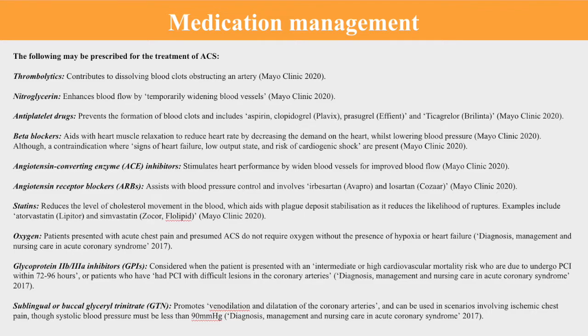Glycoprotein inhibitors. Consider when the patient presents with an intermediate or high cardiovascular mortality risk or is due to undergo PCI within 72 to 96 hours, or patients who have had PCI with difficult lesions in the coronary arteries. Sublingual GTN promotes vasodilatation, or dilatation of the coronary arteries, and can be used in scenarios involving ischemic chest pain, though systolic blood pressure must be greater than 90 millimeters of mercury.